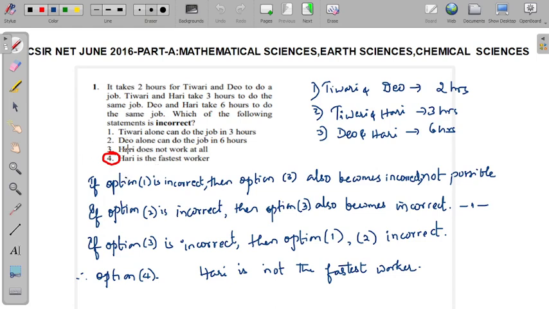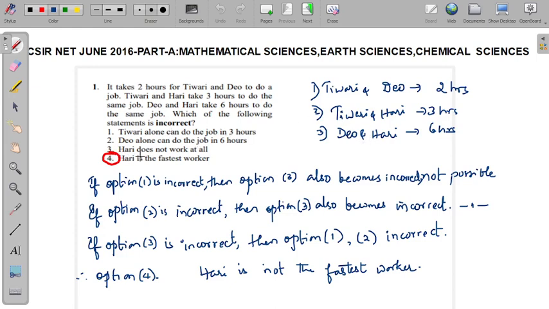If you take the second option, Dio alone can do the job in 6 hours. Again, the same way. If this is incorrect, it means Dio alone can't do the job in 6 hours. So the Dio and Hari combination takes 6 hours to do the job. If he alone can't do the job in 6 hours, Hari also has to do some work. So if the second option is incorrect, the third also becomes incorrect. At a time, two options can't be the answer. Hari does not work at all, that also becomes incorrect because Hari has to work in case Dio can't finish the job in 6 hours. So the second option is also eliminated.